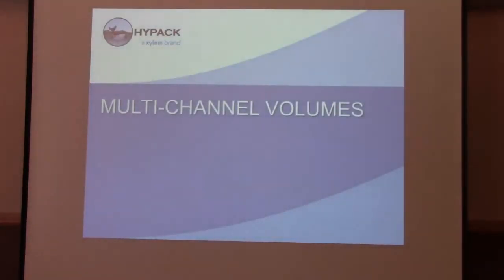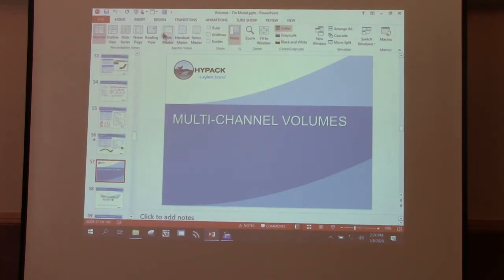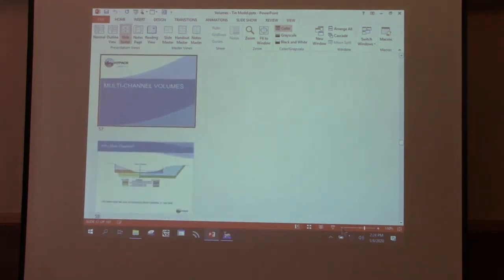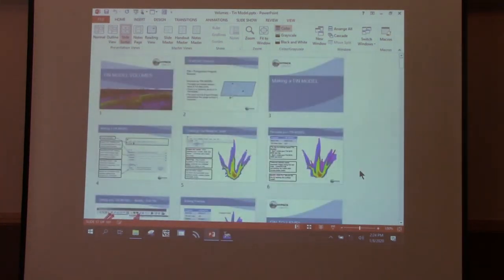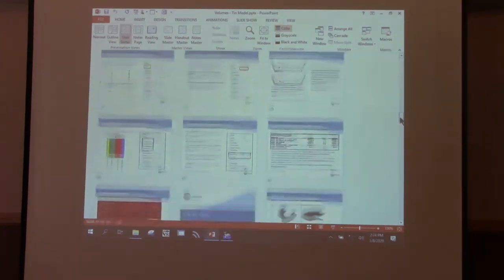All right, we're not going to go into multi-channel volumes. Anything else in tin model volumes you guys want to look at? Real quick for the multi-channel volumes, do you just open the channel or hit channel file button and then just select multiple channels?